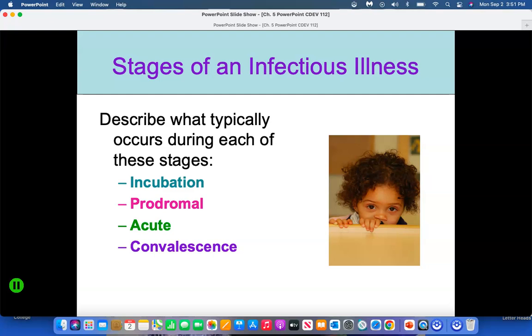So as you know, incubation period, right? That's the time between the exposure to the infection and the appearance of the first signs or symptoms of an illness. Okay.